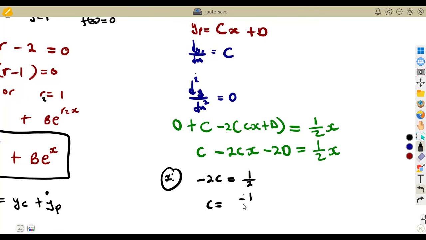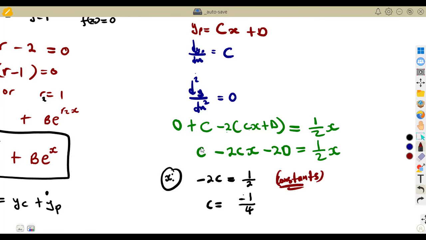This is going to be negative 1 over 4. Half divided by a negative, there is going to be negative 1 over 4. That's our C. To find D, we move on to the constants. So this time, you are going to equate the constants. You are just working with the constants only.